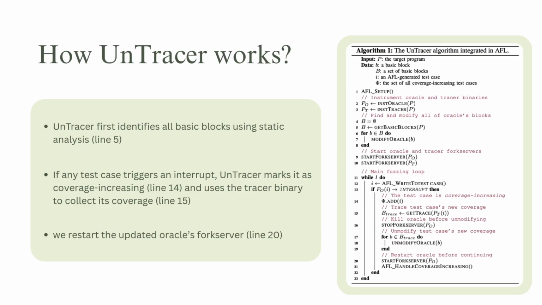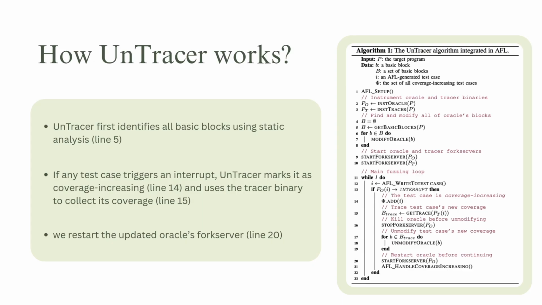So now let's talk about how onTracer works. First, AFL runs some basic setup routines like creating working directories and file descriptors. Once that's done, onTracer steps in and instruments two versions of the target binary, the oracle binary and the tracer binary. The oracle binary is equipped with a fork server for fast execution. The tracer binary also gets a fork server, but with additional instrumentation at the basic block level. These stats track which parts of the code get executed.